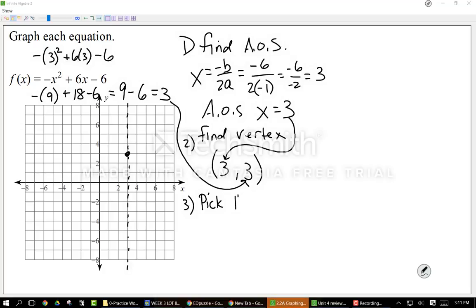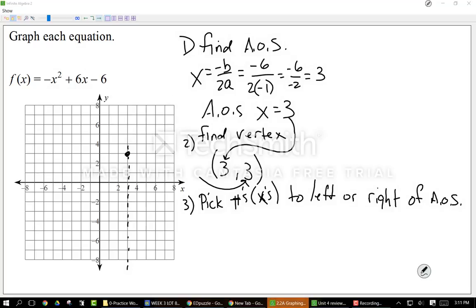pick numbers, or in this case, they're really x's, right? They're really just x's to the left or to the right of AOS. So let's pick a number to the left of it.